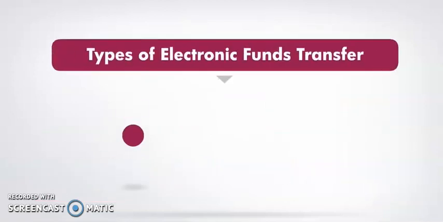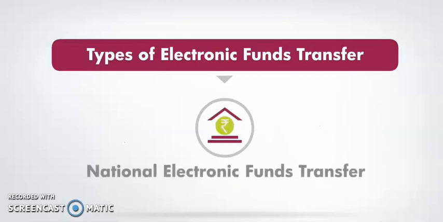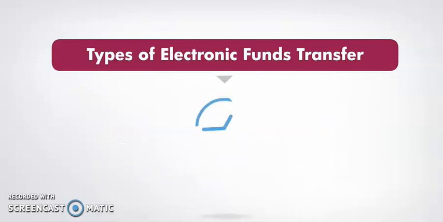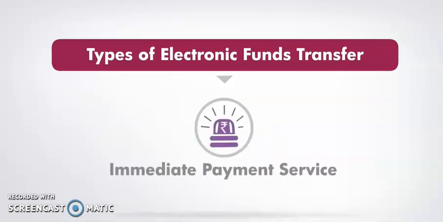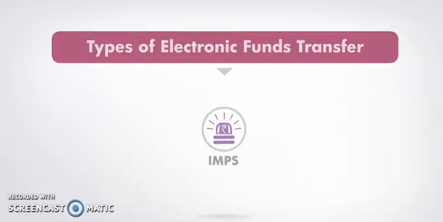Let's have a look at the three main types of electronic funds transfer. National Electronic Funds Transfer or NEFT, Real-Time Gross Settlement or RTGS, Immediate Payment Service or IMPS.